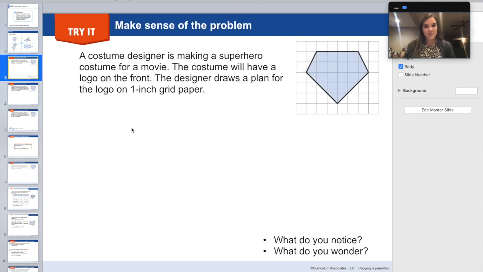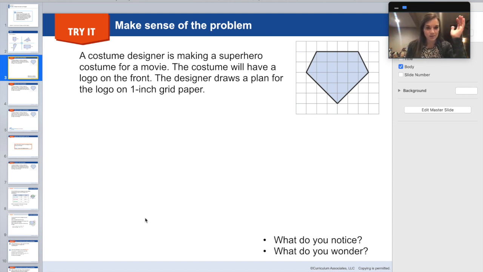All right, so a costume designer is making a superhero costume for a movie. What movie do you think this is for? The costume will have a logo on the front. The designer draws a plan for the logo on 1-inch grid paper. So here is our logo.